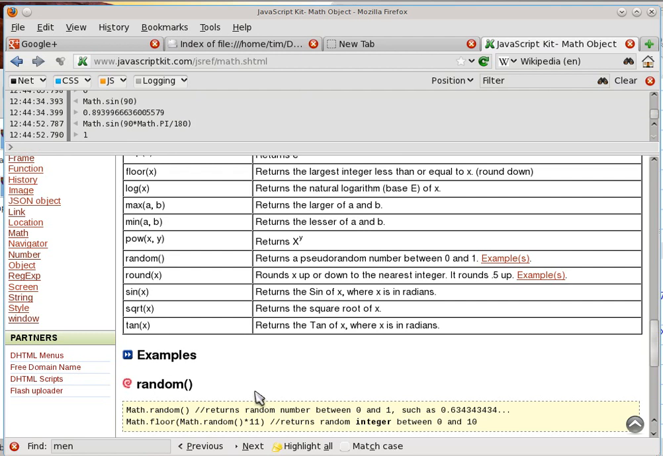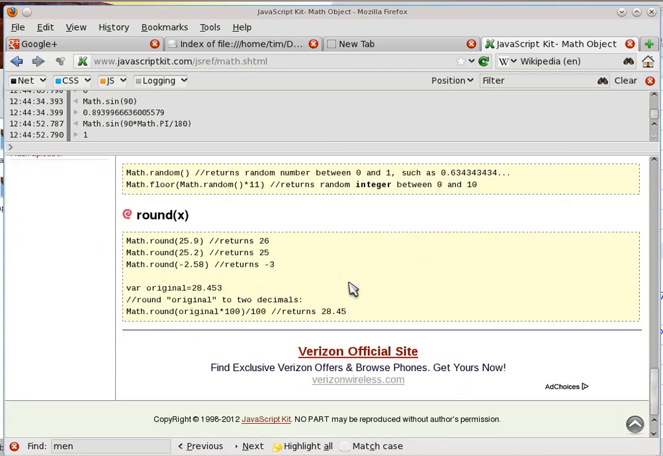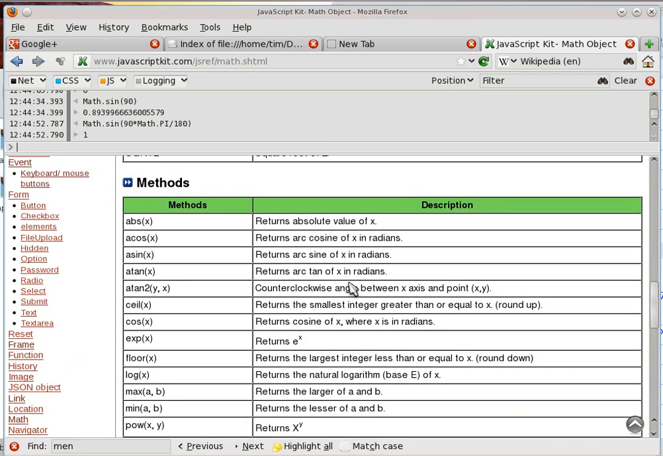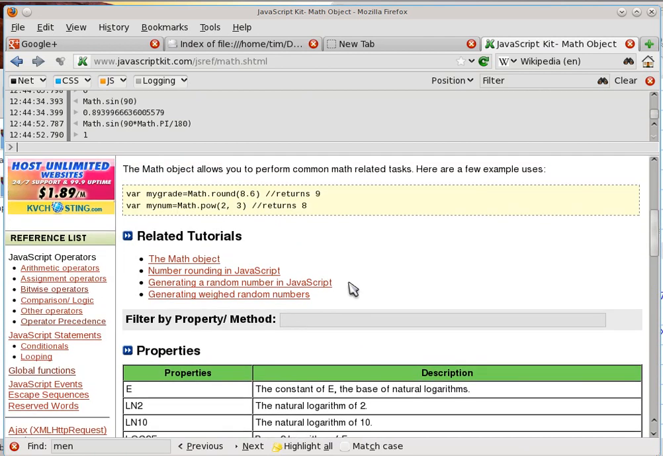There are some other things here like random and so on. We don't have to get into that. Let's see, is there anything else I want to add in here? No, I think that'll do for now, but you can go to this page and you can find all kinds of interesting information about the math object in JavaScript.